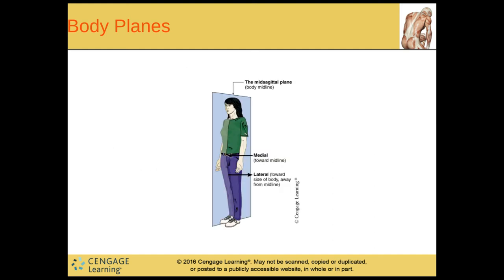Okay. So just like this, this is the mid-sagittal plane. It cuts this cute little girl here right in half, from left to right. And then this is the medial line of her body, and then anything away from that, so her hand is lateral to that midline. Okay.